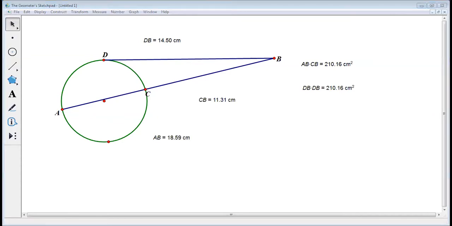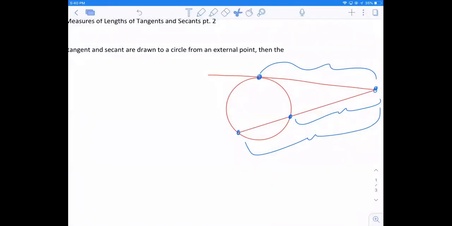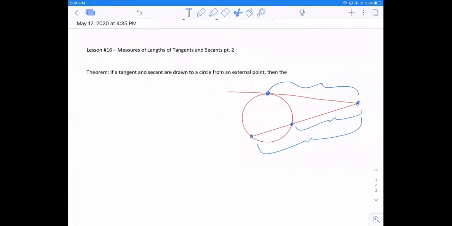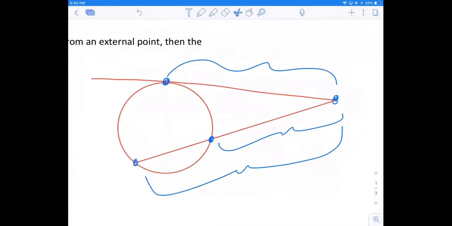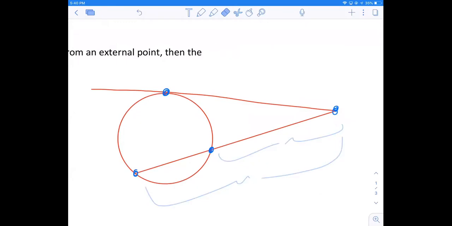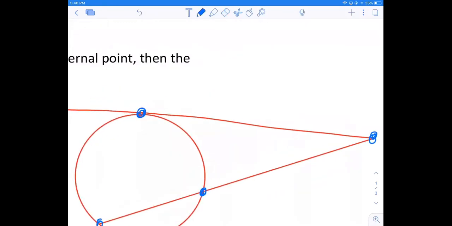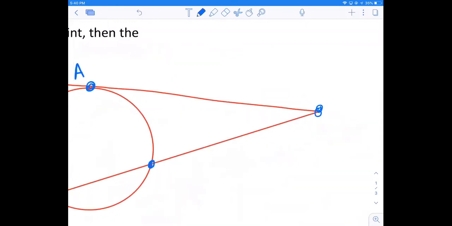So let's go back to the iPad. Boom, over here. And before we write it out in words, let's write it out using a little equation. So we saw that this tangent, let's call this AB.